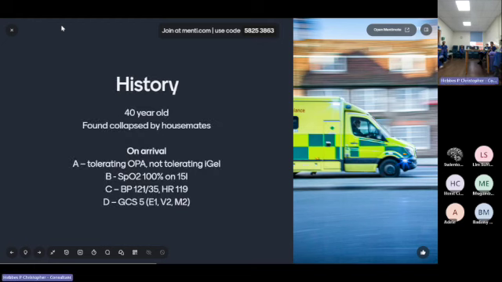So let's talk about a case. This is a 40-year-old gentleman who came into hospital and was found collapsed by his housemates. On arrival in 3D, he had an A2E assessment, as you would expect. He was tolerating an oropharyngeal airway, but not tolerating an I-gel. Sats were 100% on 15 litres. His blood pressure was as you see it, a bit tachycardic, and his GCS was 5: E1, V2, M2.